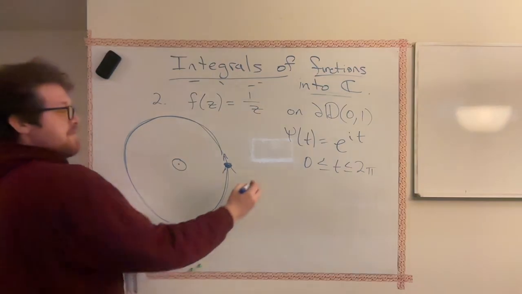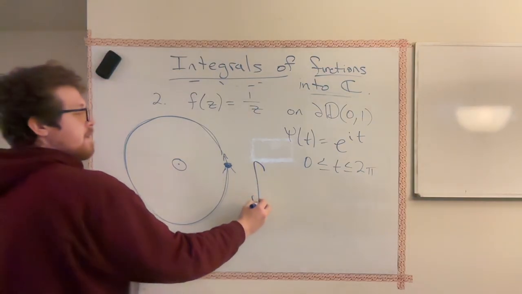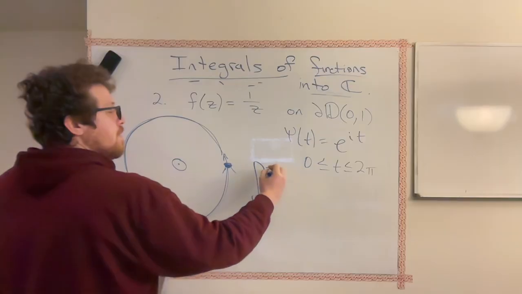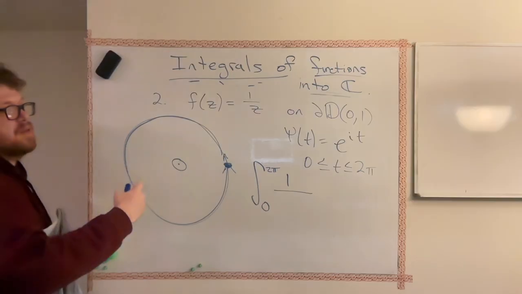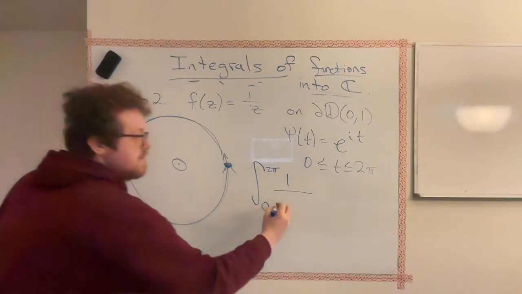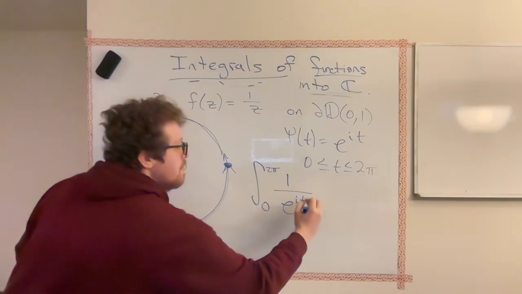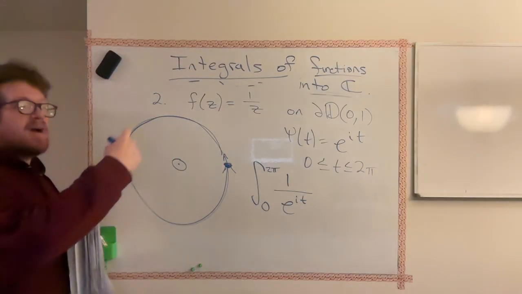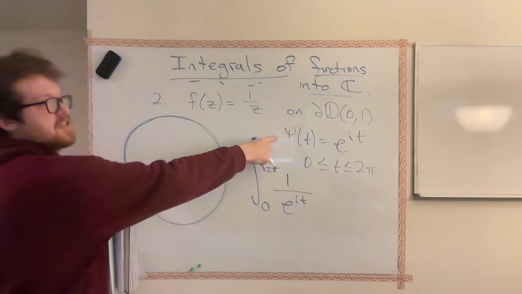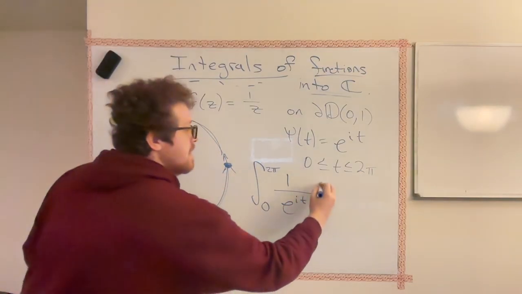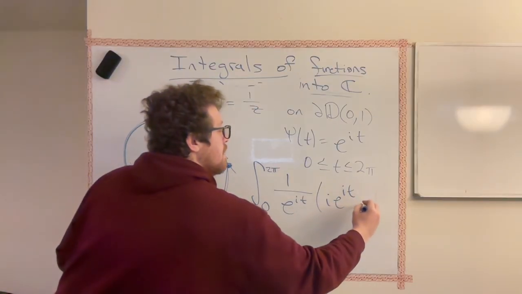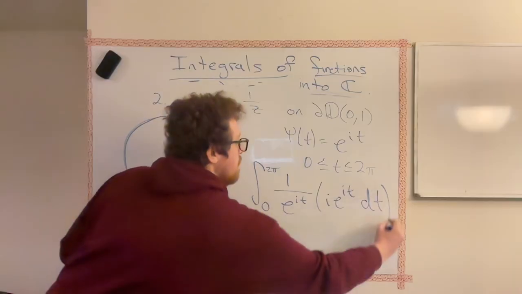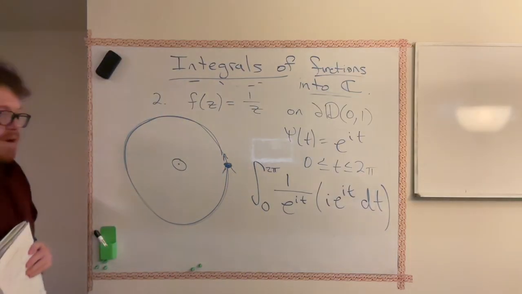So by definition, this becomes an integral from 0 to 2 pi of our function, so 1 over, now we're going to plug in e to the it. And then I'm going to multiply again by the derivative of the parameterization times dt. So it'll be times i e to the it dt. So that's our chain rule part, right?